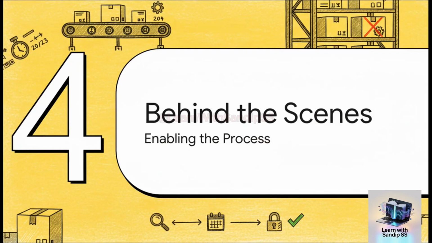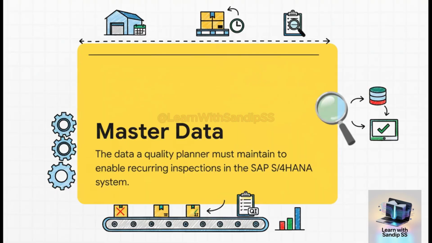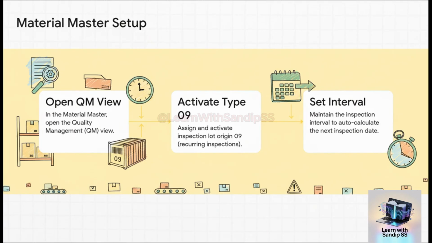Look, this whole automated process is fantastic, right? But it's not magic. It doesn't just work right out of the box. You have to do a very specific, one-time setup in your master data to make it all happen. So let's quickly talk about what master data actually is. The easiest way to think about it is like a permanent blueprint or a profile for a material. It tells the system absolutely everything it needs to know about how to handle that item, no matter what you're doing with it.